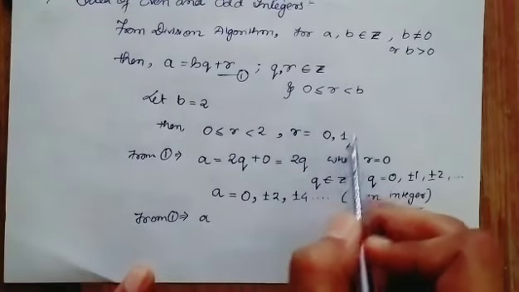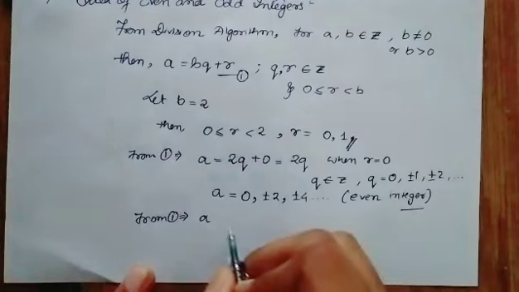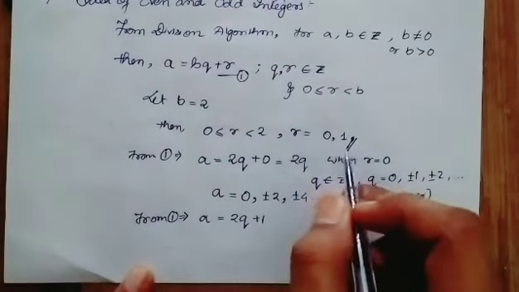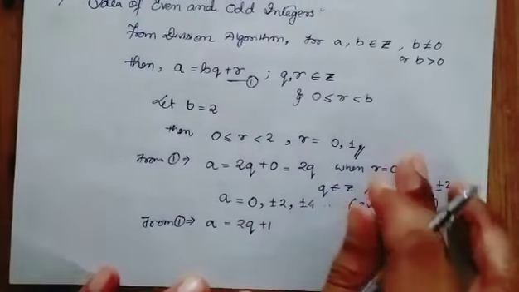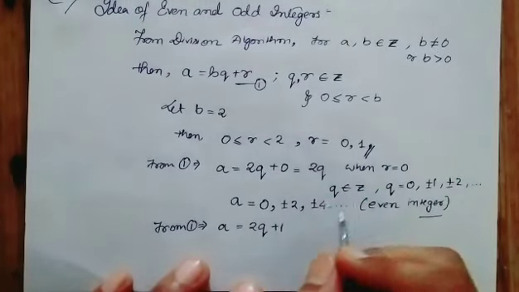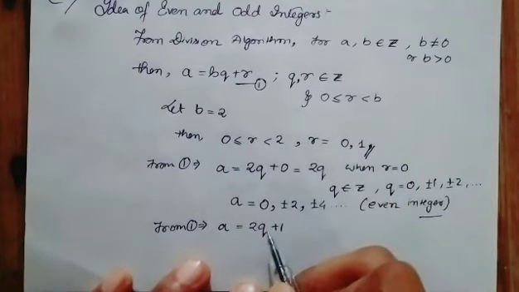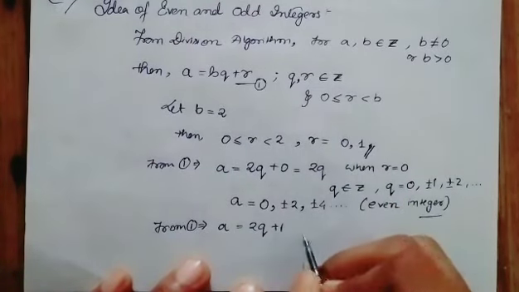Now, again from 1, what is the other value of r? It is 1. We consider the value of r to be 1. Then the value of a becomes 2q plus 1.